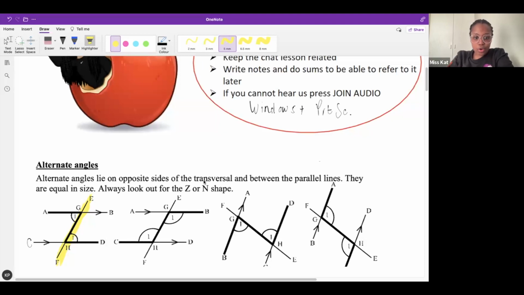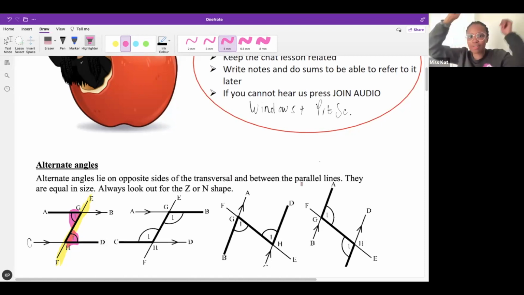So alternate angles are on opposite sides of the transversal, as in, let's look here. G1 would be on the left of our transversal, right? And H1 would be on the right of the transversal. So they are on opposite sides of the transversal, and between the parallel lines, guys. Between means in the middle of the parallel lines, okay? Not on the outer side, but in the middle of the parallel lines.